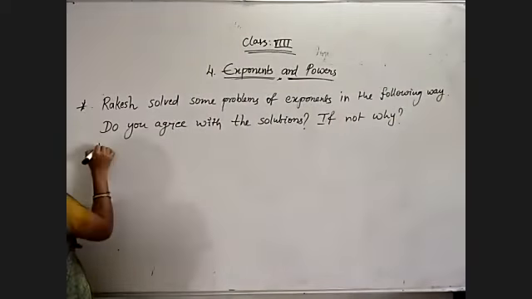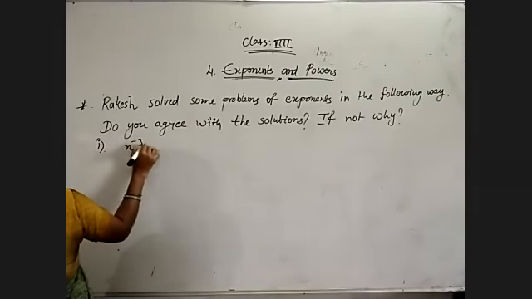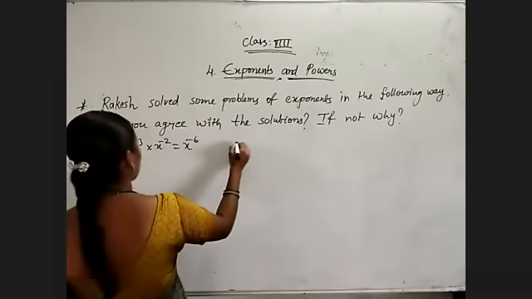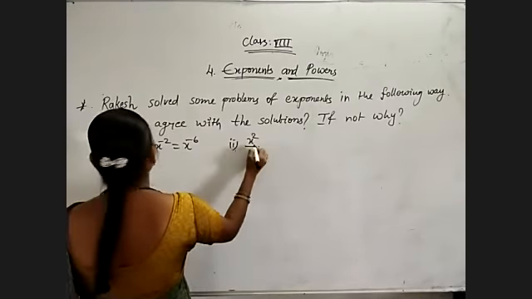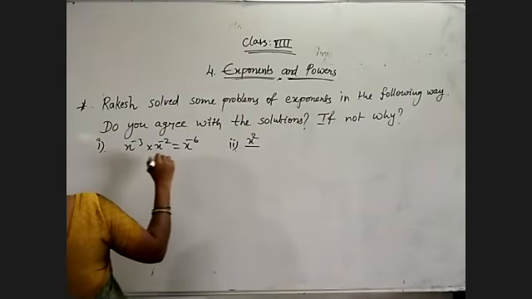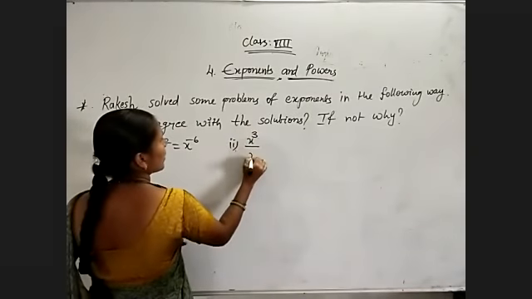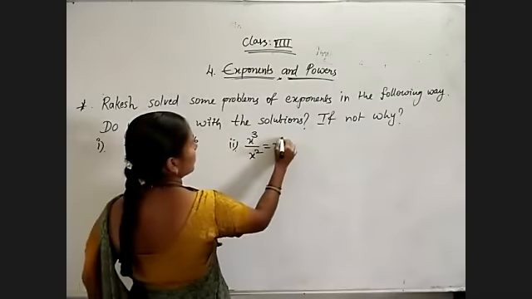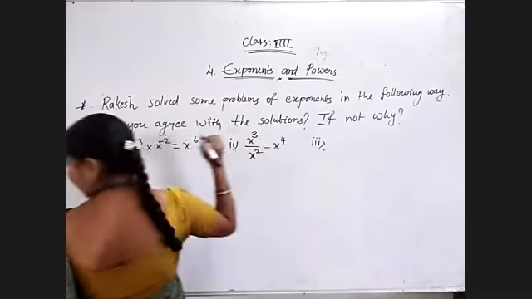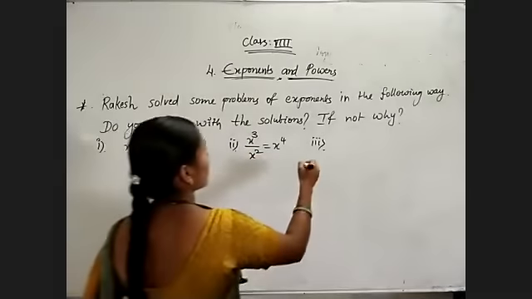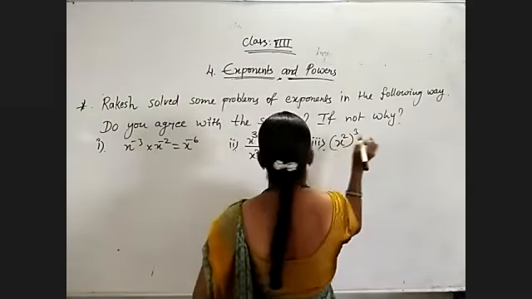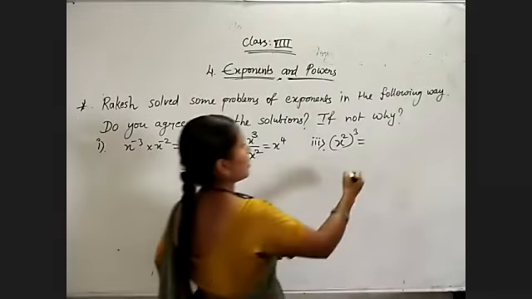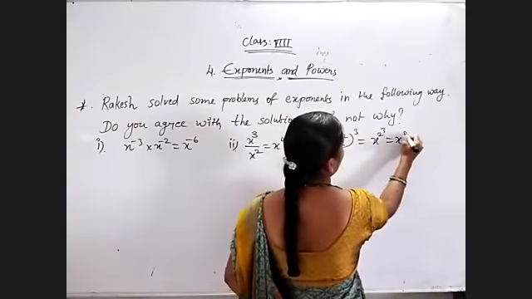Observe here. The first question is: simplify x power minus 3 into x power minus 2 is equal to x to the power of minus 6. The second question is given as x cube by x square is equal to x power 4. And the third question, x square whole cube is equal to x power 2 cube is equal to x power 8, like this given.